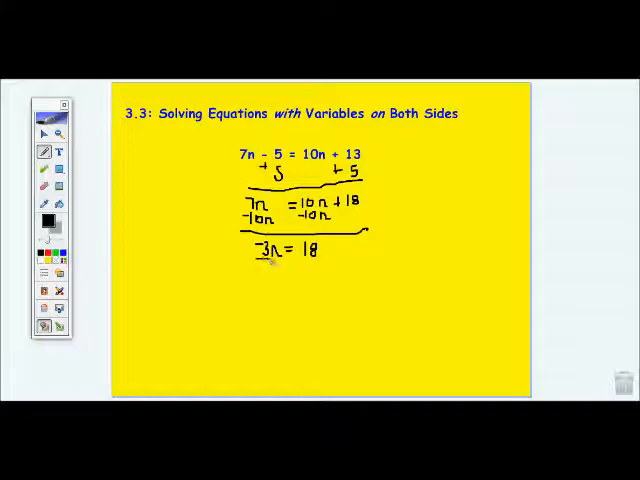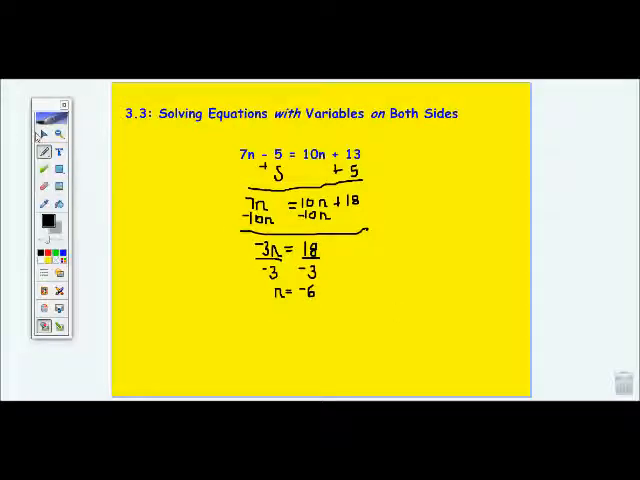Again, I want to solve for a single variable. So I need to divide by the coefficient. Negative divided by a negative gives me just the plain old 1n. I'll just write n. And 18 divided by a negative 3 gives me negative 6. Positive divided by a negative.